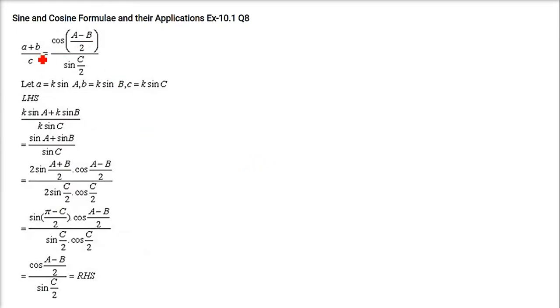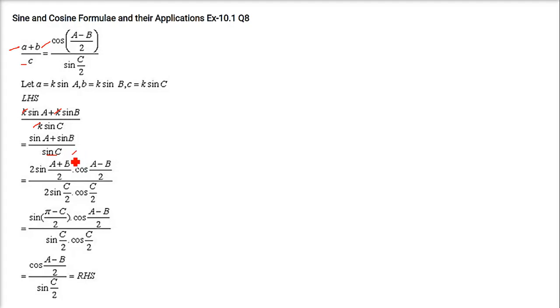We have a plus b by c equal to this term. So again same thing we have to do, a as k sin a, b as k sin b and c as k sin c. So what do you get? K sin a plus k sin b by k sin c. Take k common, it will get cancelled. Now use the formula of sin a plus sin b. Sin a plus sin b is 2 sin a plus b by 2 cos a minus b by 2. And this sin c can be written as, because sin theta is 2 sin theta by 2 cos theta by 2, so sin c can be written as 2 sin c by 2 cos c by 2.